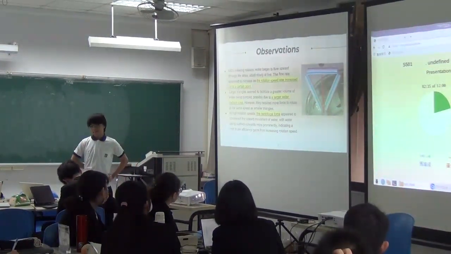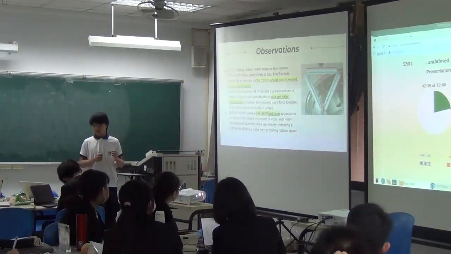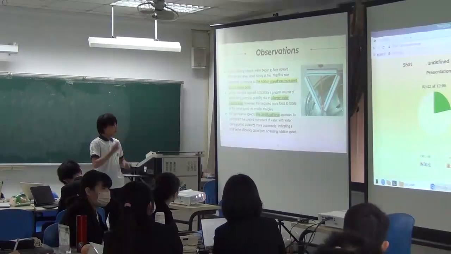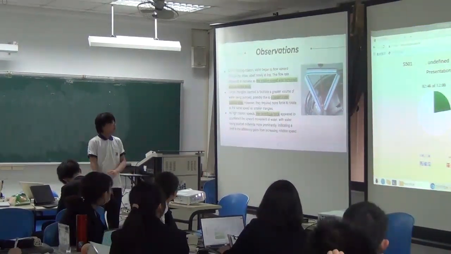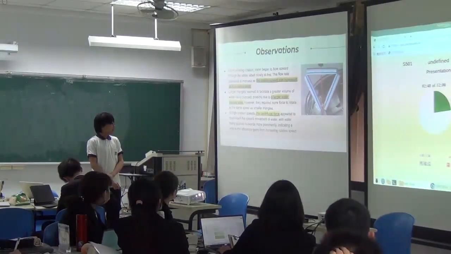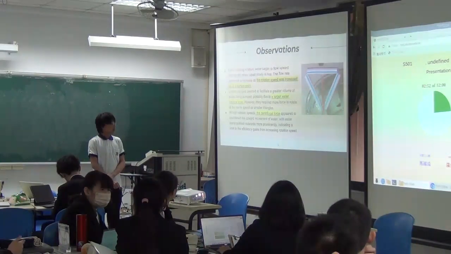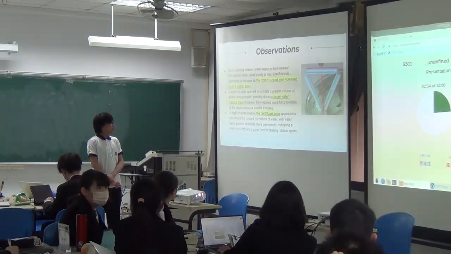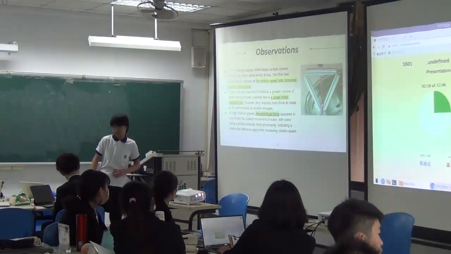At a higher rotation speed, the centrifugal force appeared to counteract the upward movement of water, with the water being pushed outward, dictating a limit to the efficiency gained from increasing rotation speed.